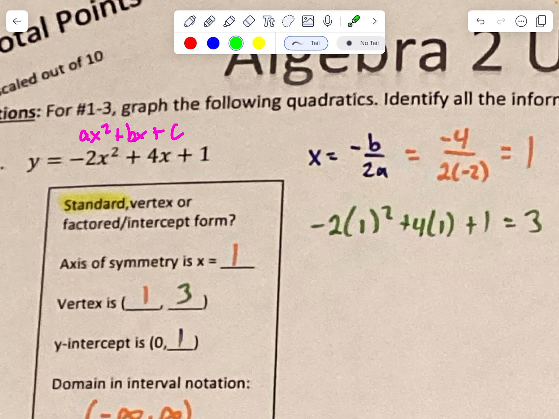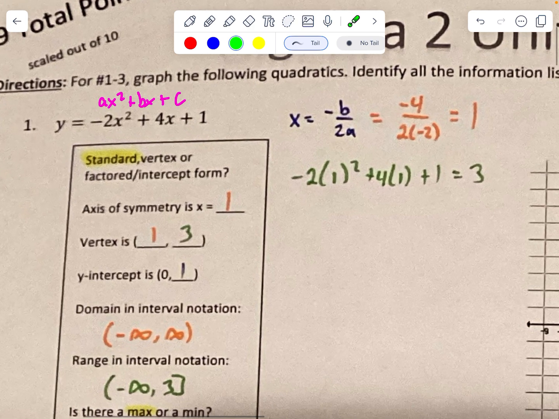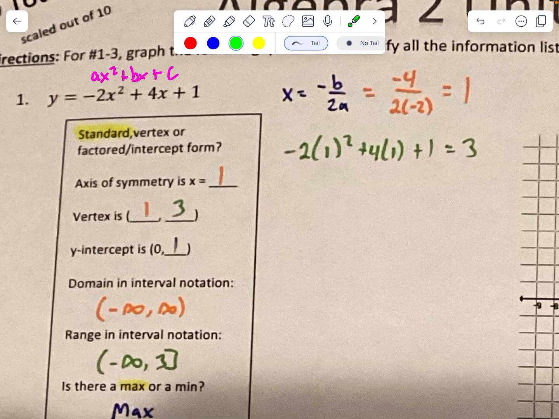Okay, the domain of any quadratic ever is negative infinity to infinity. The range is going to be either negative infinity to the y value of the vertex, or the y value of the vertex to infinity. It depends on if it goes like this, so vertex and then up forever, or if it goes like this, which means it comes from down forever up until the vertex. So this would be negative infinity to the y value. This one is y value to infinity.